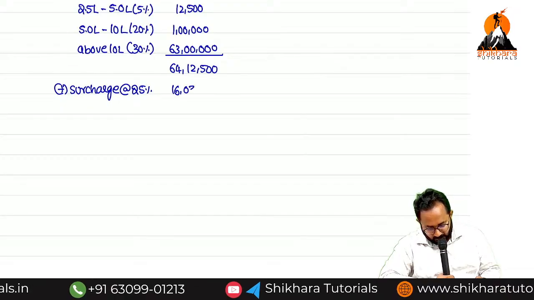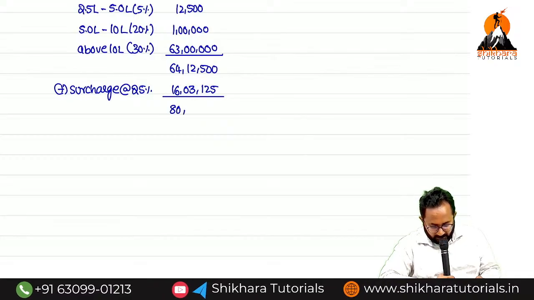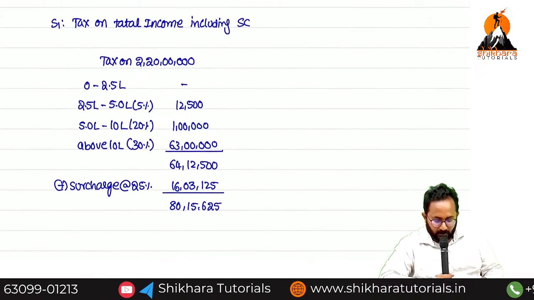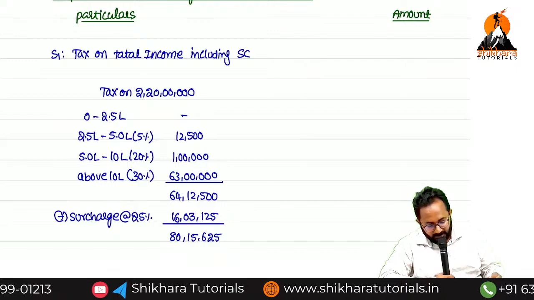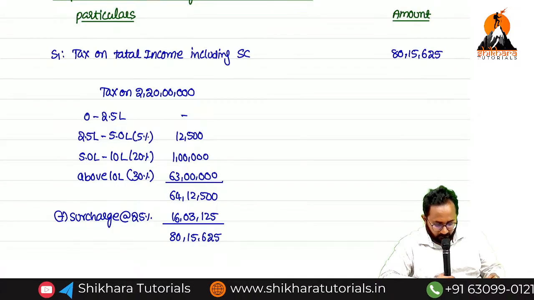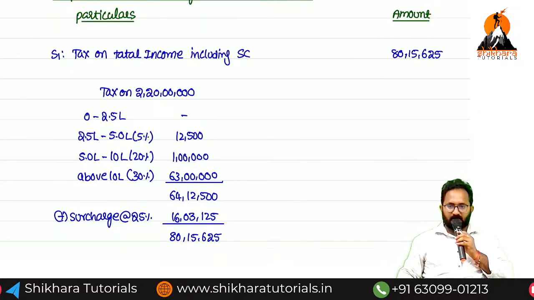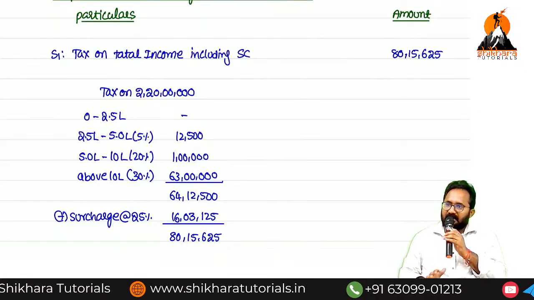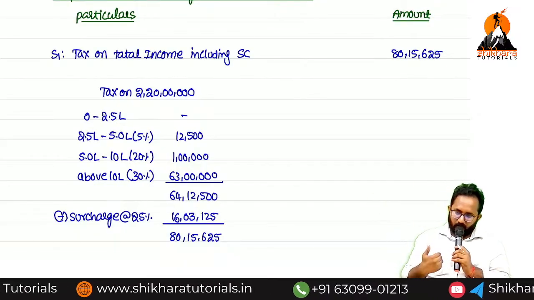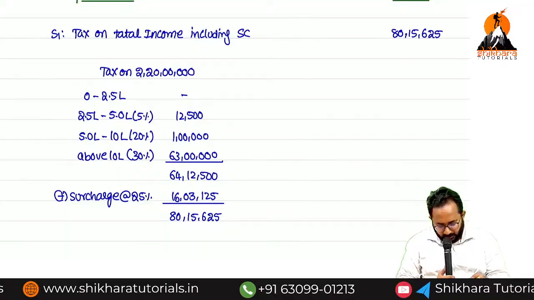16 lakh 3,125. Okay, after this we are getting 80 lakh 15,625. So this is whose expectation? Government expectation. How much? 80 lakh 15,625. No need to write it down as a government expectation. In previous questions, we wrote it only for our understanding purpose. No need to write it down in an exam. How much amount of tax does the government want from you? 80 lakh 15,625.